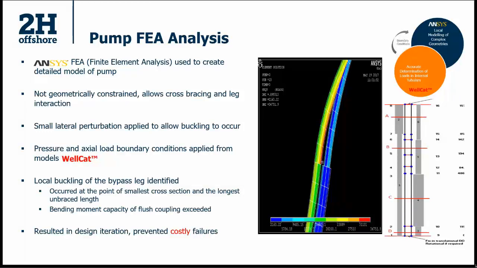The client was planning on running 12 of these completions. Now, the cost of ESP pumps and these types of completions is substantial, and the cost of 12 of them, if this had gone ahead and they'd had problems, they basically would have been pumping up their own injected water if this bypass leg had leaked. So obviously that would have been quite a significant problem with the well. There were going to be 12 of them. So that was a good example of how we took the boundary conditions from WellCat and applied them to a detailed ANSYS model.